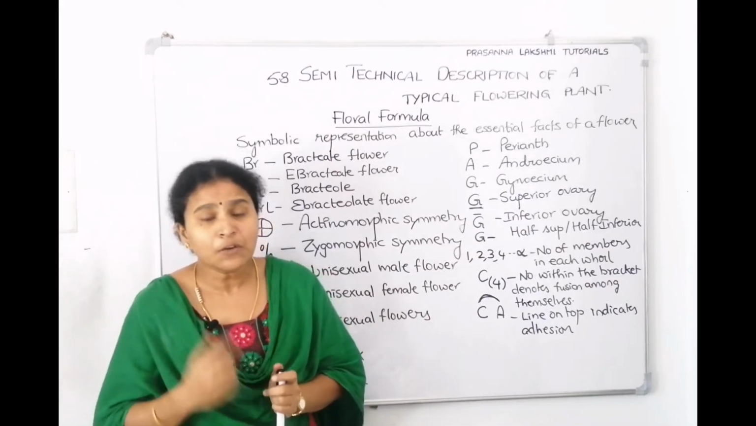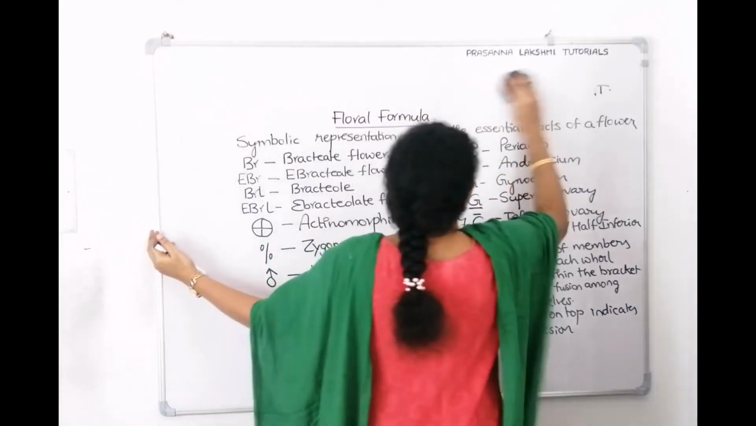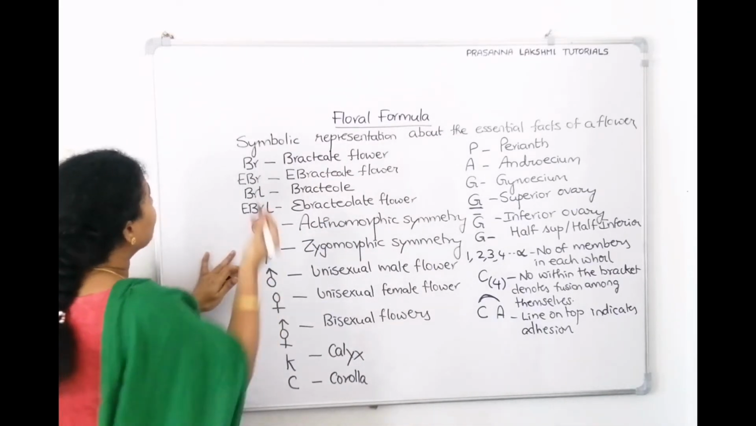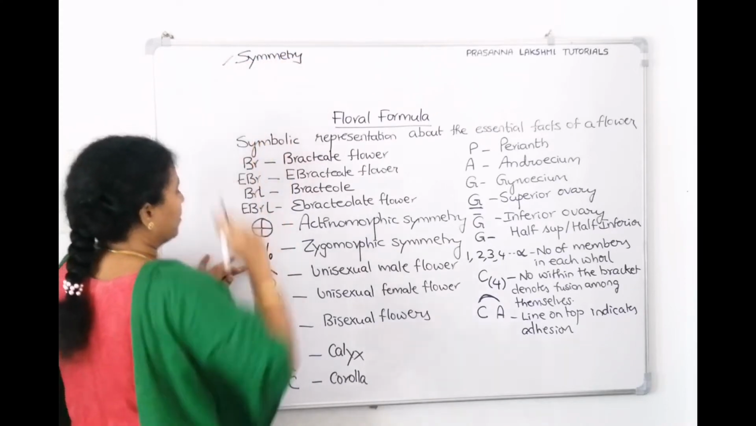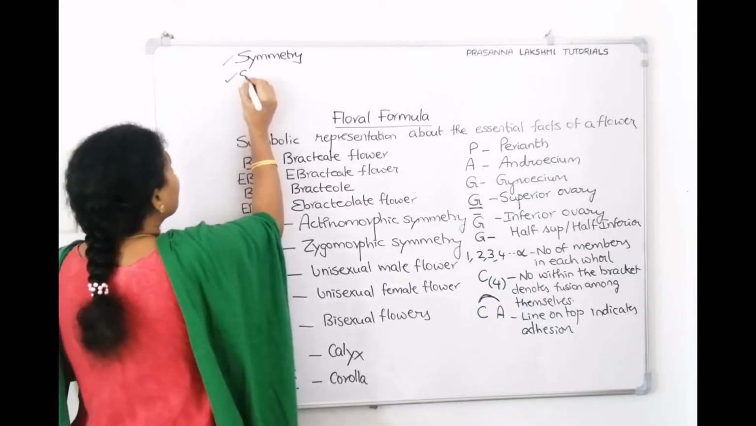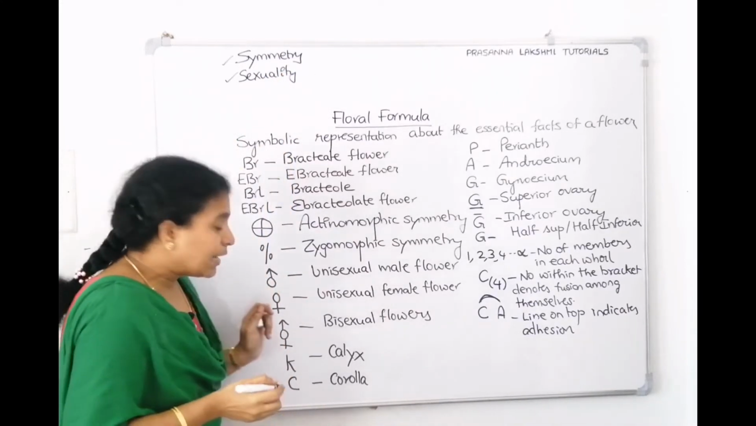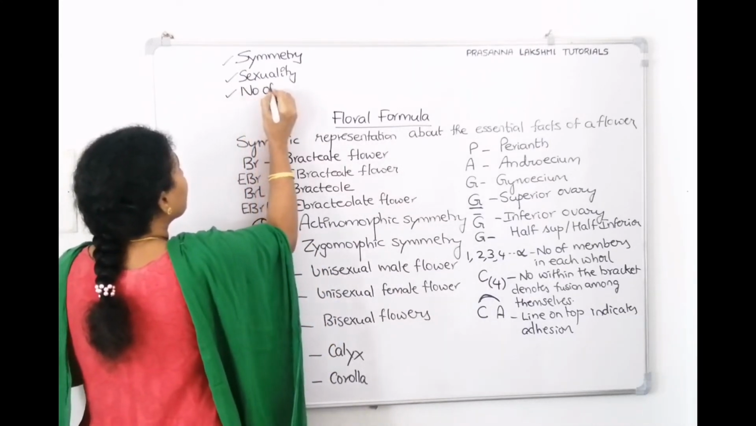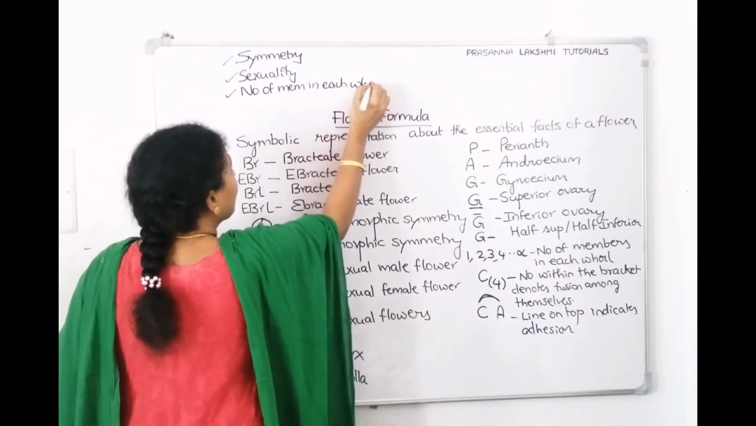Now, what information will the floral formula give us? So I'll write it here. You will come to know about the symmetry. We'll come to know about the sexuality also, because these symbols will be there in the floral formula. We'll also come to know about the number of members in each whorl.